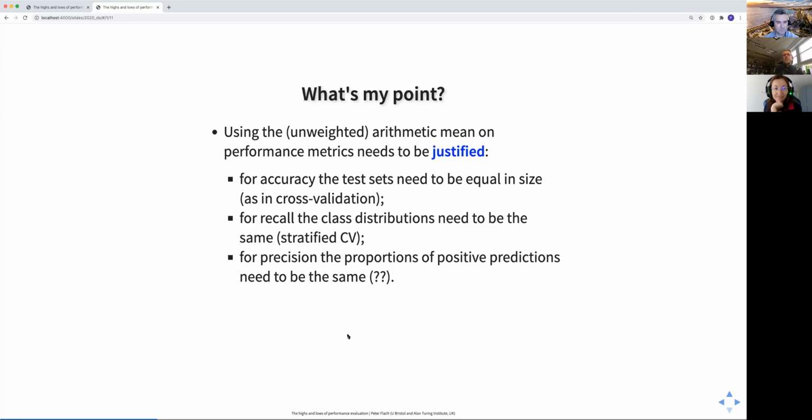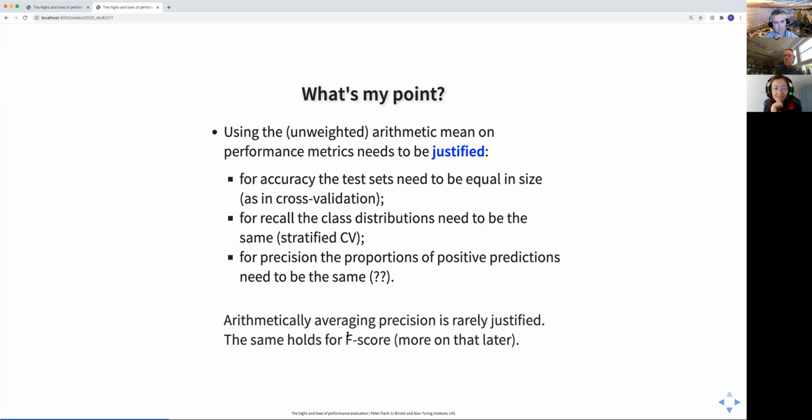Okay, so what does that mean is that, you could say this is a reason why people often, in cross-validation, for example, you want test folds roughly equal size, because then that justifies the arithmetic mean for accuracy. If you're doing stratified cross-validation, then that justifies averaging, doing the arithmetic mean of recall, of true positive rate, and by construction also of true negative rate. But the same is not true for precision. So things are more tricky with precision.